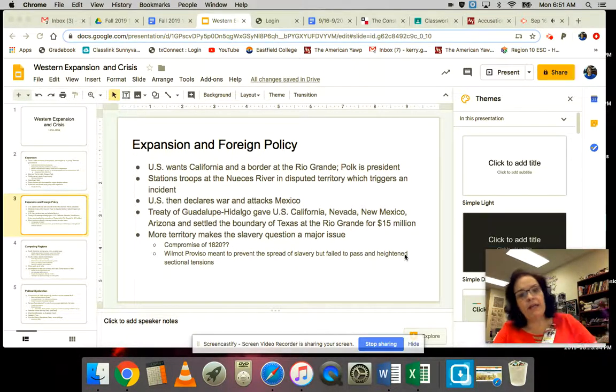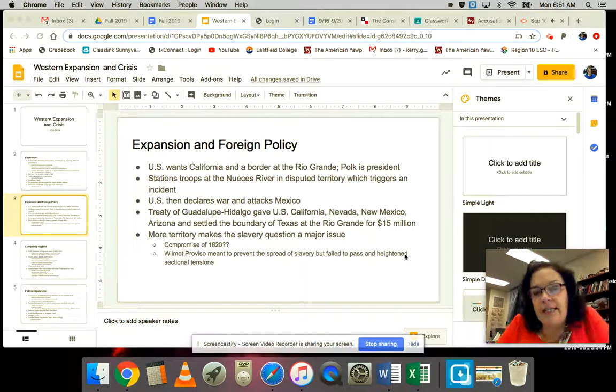Now that matters because it gives the United States California, Nevada, New Mexico, and Arizona, and settles the boundary of Texas, all in exchange for $15 million. Okay, so basically the U.S. then becomes coast to coast after the Mexican-American War.